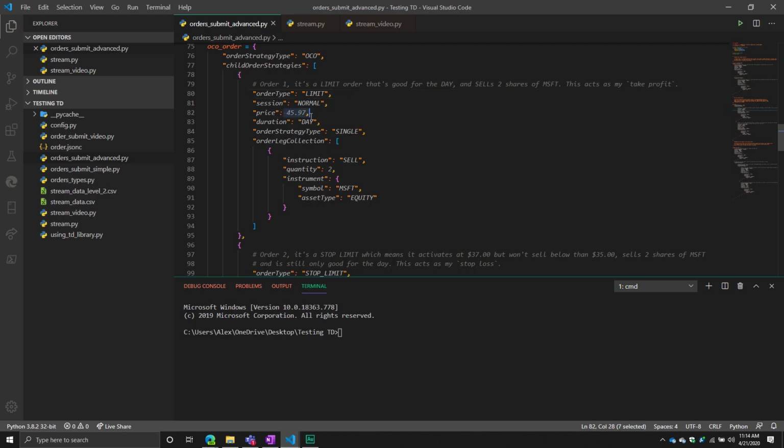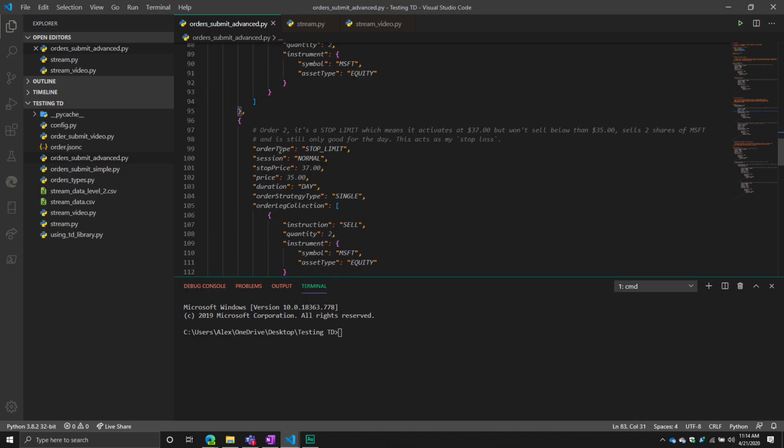In fact, if you do put it too low, it will be kicked back. You can't have your limit price too far away from the actual trading price. Additionally, kind of like up above, this is acting as my take profit order. So my limit sell order to exit a long position. This one is my order number 2.